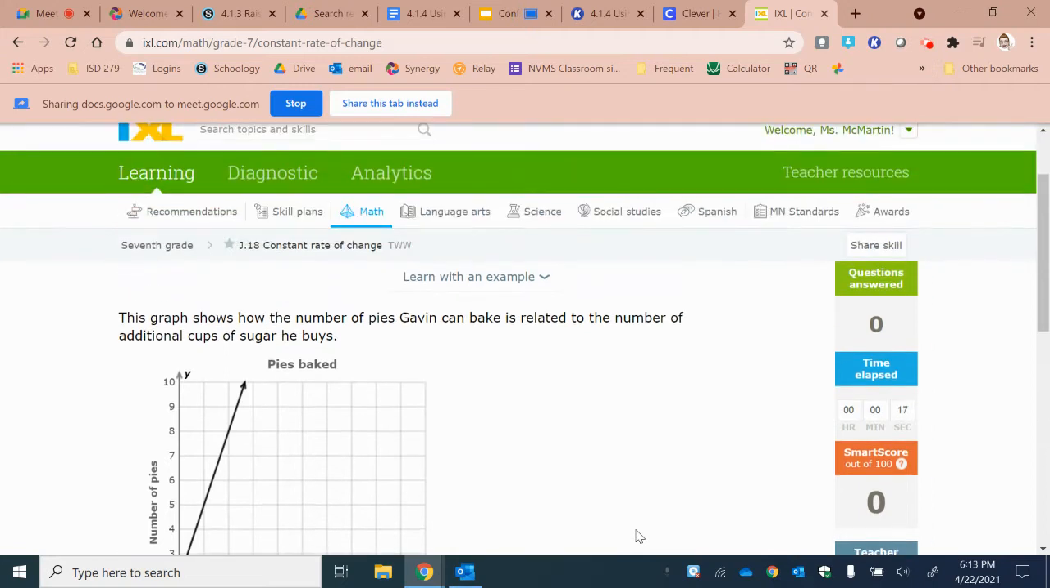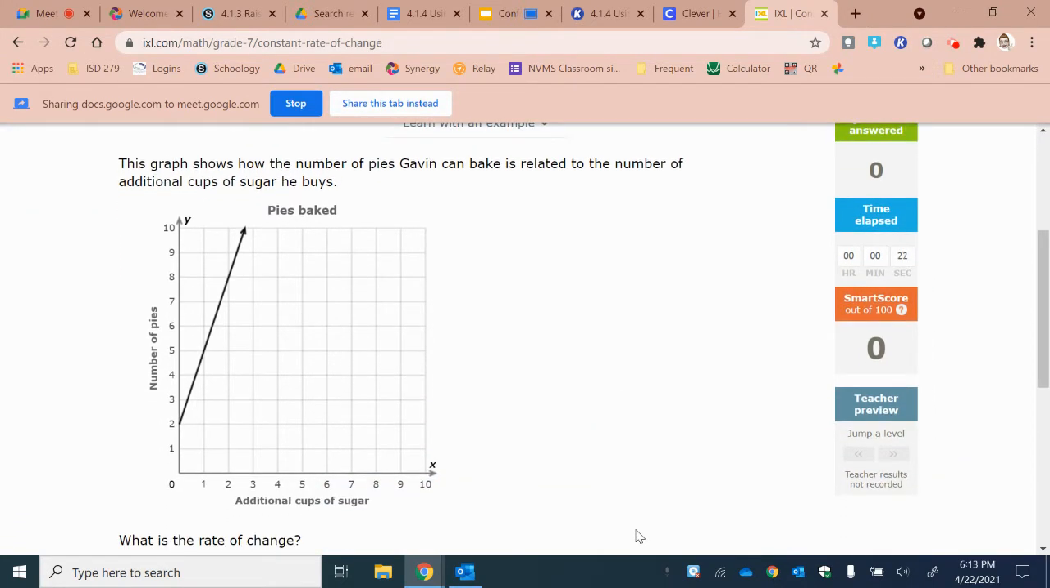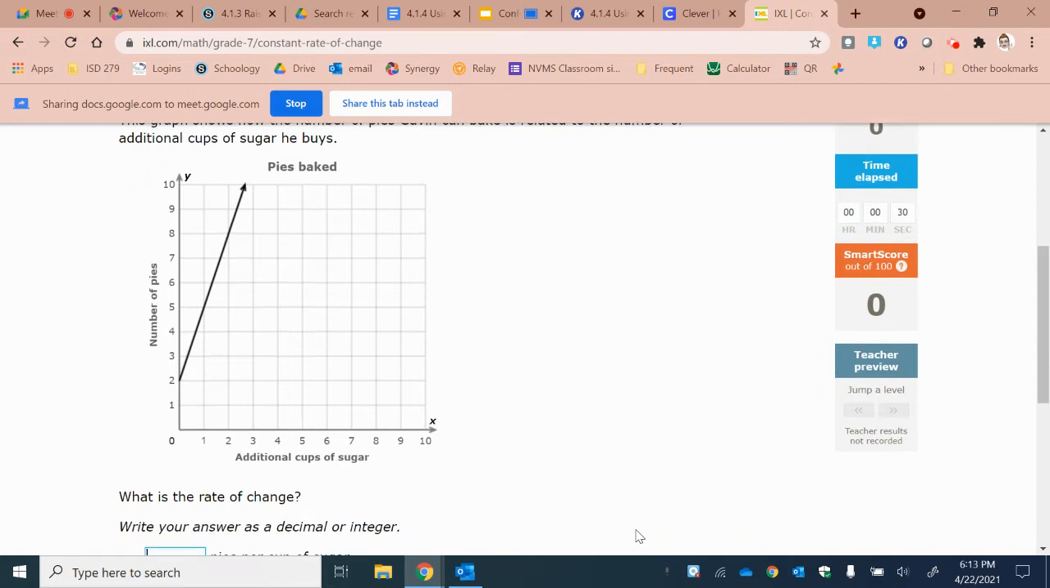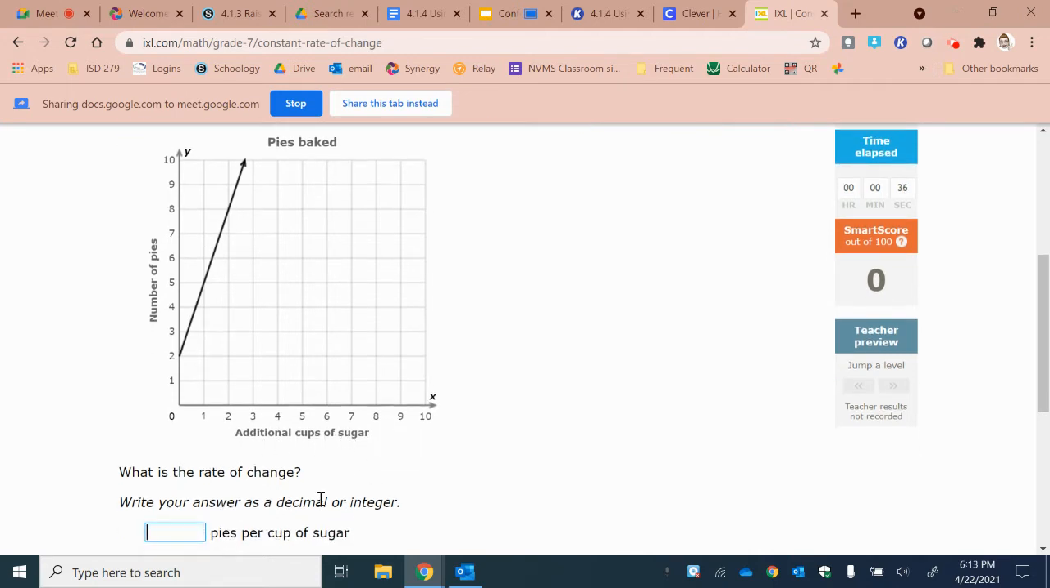Okay, we are in J.18, constant rate of change. It says this graph shows how the number of pies Gavin can bake is related to the number of additional cups of sugar he buys. So we have the number of pies on the y-axis, the number of cups of sugar on the x. They ask, what is the rate of change? Write your answer as a decimal or an integer.